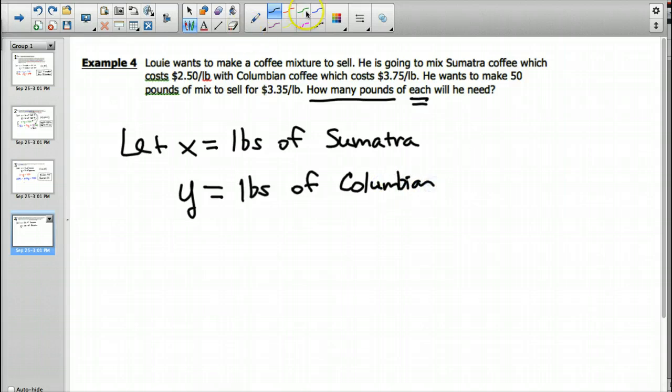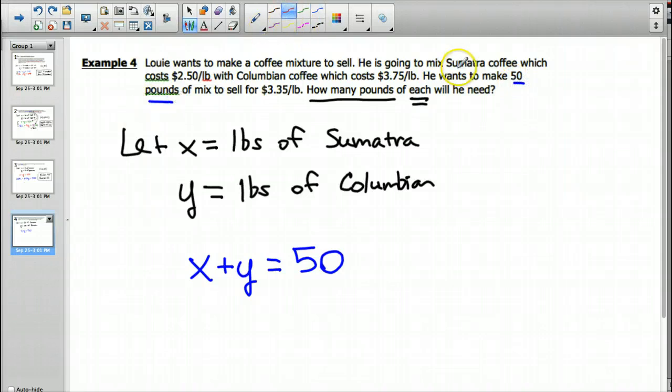Okay, first equation, we just want to know how many pounds total does he want. So we know we want 50 pounds total. X plus Y has got to give us 50. My second equation, this first type of coffee, the Sumatra, is $2.50 per pound. The Colombian is $3.75 per pound. We want to sell our final mix for somewhere in between, $3.35 per pound.